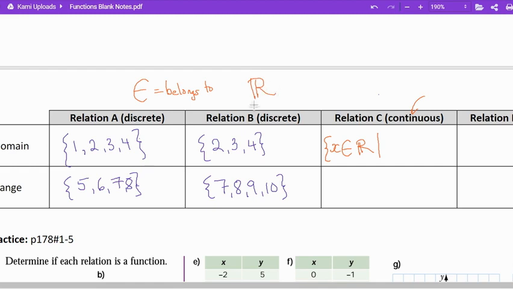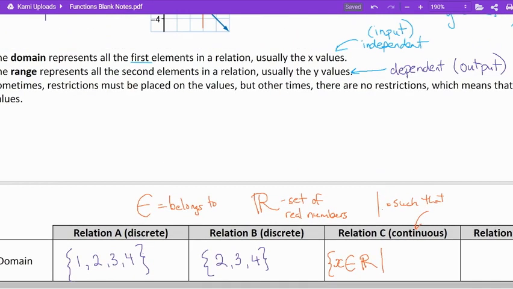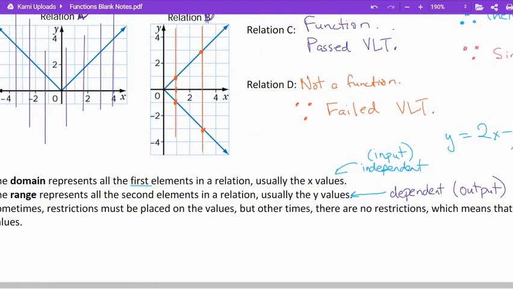This big R, sometimes with 2 vertical lines, represents the words a set of real numbers, meaning we're not using imaginary numbers. And this vertical line means such that, right? So you're writing a whole sentence just with some symbols. So let's look at relation C and let's see what type of restriction we have to state.